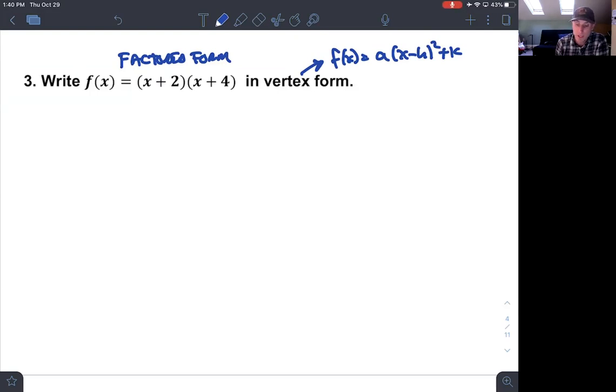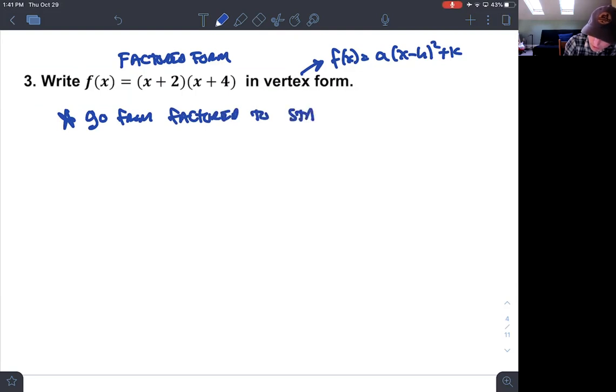Well, it turns out it's challenging to go straight from factored form to vertex form. There probably is a way to do it. In fact, I know there is, but it's kind of convoluted and weird. It's actually easier if you go, so I'm going to star, go from factored to standard first.